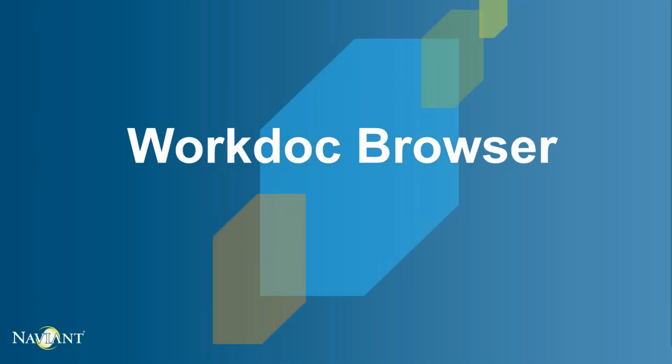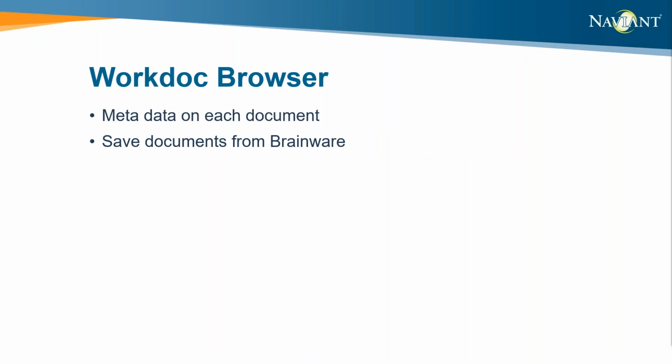So moving on to our Workdoc Browser. I really want to talk about this one because I feel like not too many people are aware of this. And this one will basically let us see what Brainware sees. It's all of the information about the information. And what's really nice about this is that you can save the documents directly from Brainware. So let's say you have an issue where you've got something going on in prod and you want to move that over to your test system.